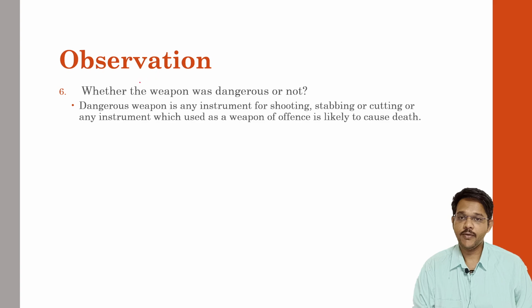The next part of the injury report is whether the weapon was dangerous or simple, which has to be noted down. Any dangerous weapon is any instrument used for shooting, stabbing or cutting, or any instrument which is used as a weapon of offense which is likely to cause death. This also includes gas or a poisonous item. So anything which is used for shooting, stabbing or cutting, or any instrument used as a weapon of offense is a dangerous weapon. That has to be mentioned.